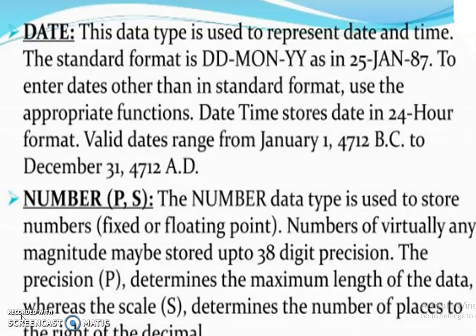Okay. So the next one is the number data type. The number data type is used to store numbers. Numbers of any magnitude may be stored up to 38 digit precision. The precision P determines the maximum length of data, whereas the scale S determines the number of places to the right of the decimal. It means that it is the same as the decimal.